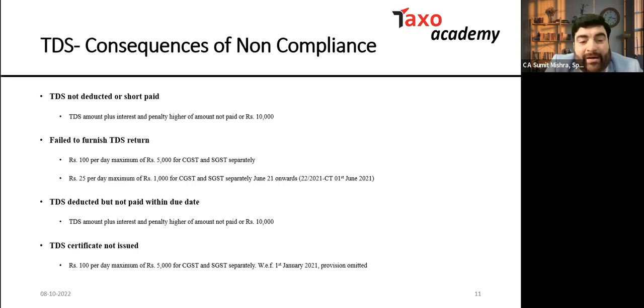TDS certificate not issued: 100 rupees per day, maximum 5,000 rupees. But again, from 1st of January, there is no such kind of late fee on the issuance of the TDS certificate.